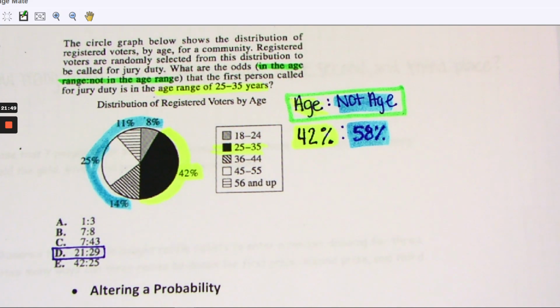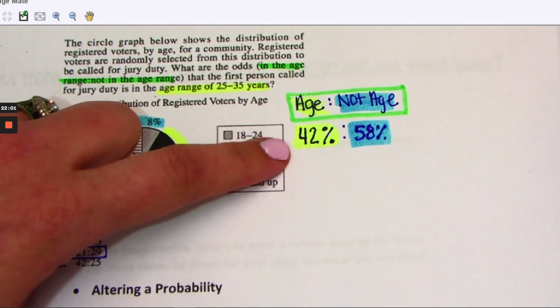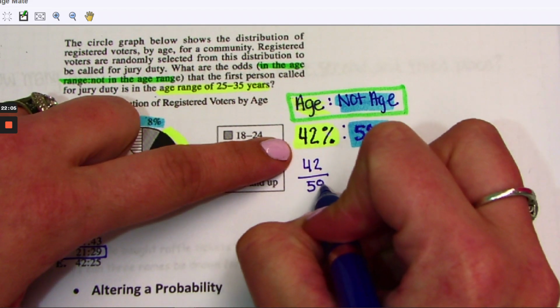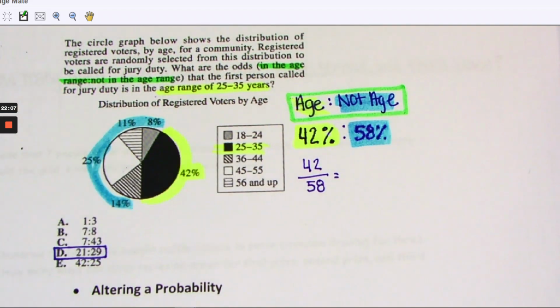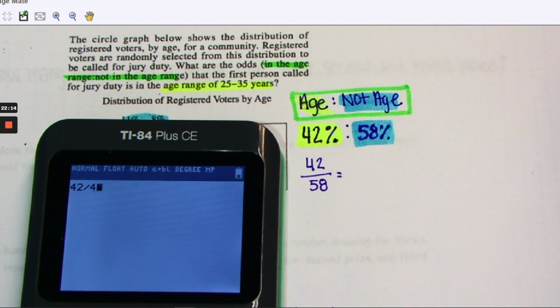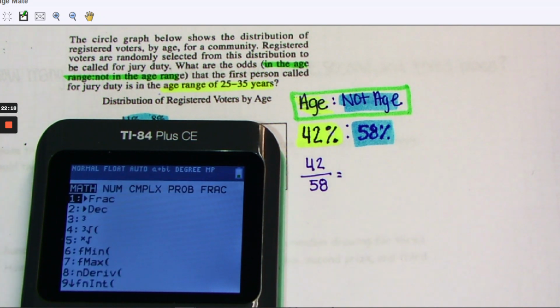So to reduce this, you would just reduce the ratio. Let's say that you don't know how to reduce a ratio, and that's okay. The way that you would reduce it is you could make it a fraction. The first piece becomes the numerator of the fraction. The second piece is the denominator. When you type this into your calculator, 42 divided by 58, you get a decimal.